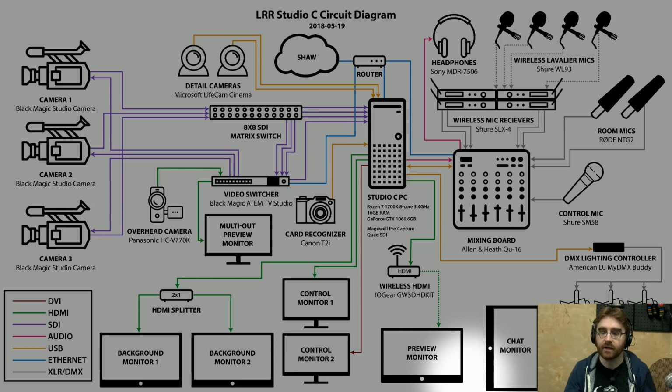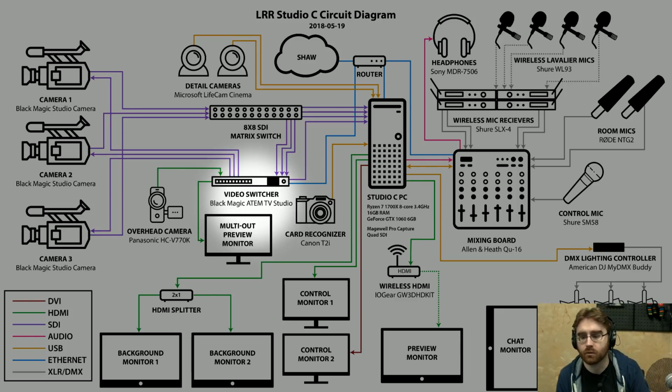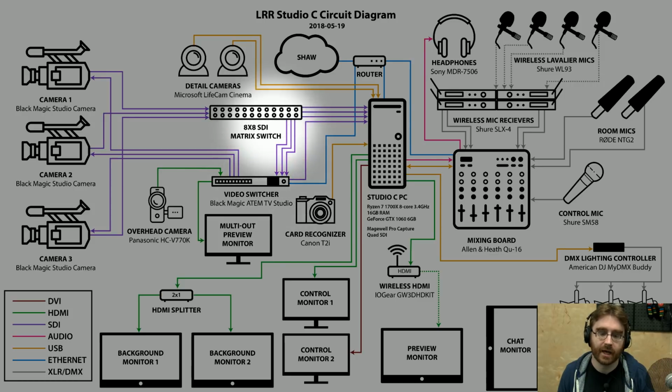1, 2, 3 at the top, and then the fourth line into our streaming computer here, the Studio PC. The fourth input on our Pro Capture card is actually the output of the Blackmagic ATEM TV Studio. What this is, is what's called a video switcher, and it's a system that allows us greater control over the cameras.